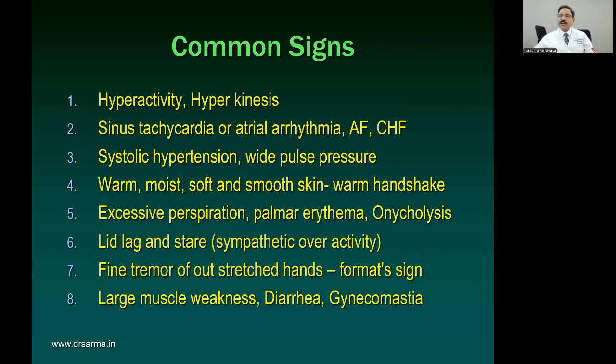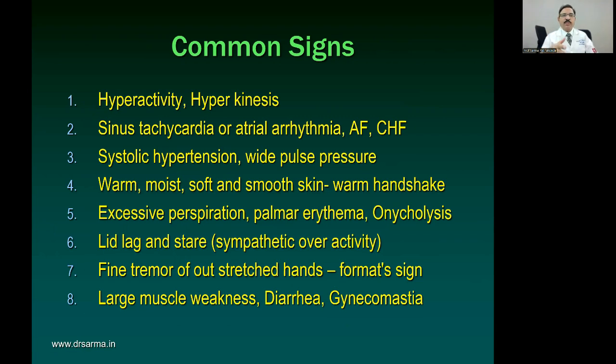What are the common signs of hyperthyroidism? Hyperactivity, hyperkinesis, tachycardia, sinus tachycardia, atrial arrhythmias may be there. A secondary cause of atrial fibrillation is thyroid. Atrial fibrillation and tachycardia, think hyperthyroid. Congestive heart failure because of atrial fibrillation. And systolic hypertension, 150, 180, 190 systolic blood pressure. Diastolic is not raised. Wide pulse pressure.